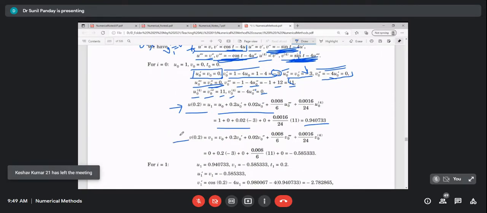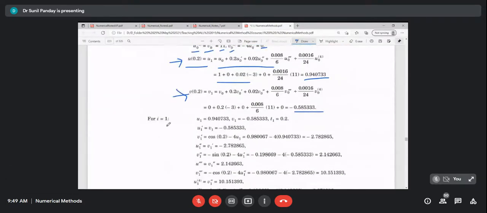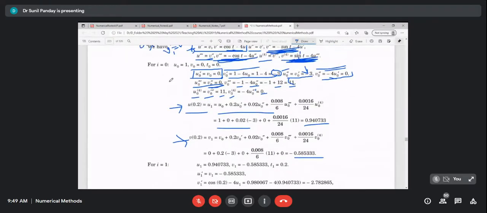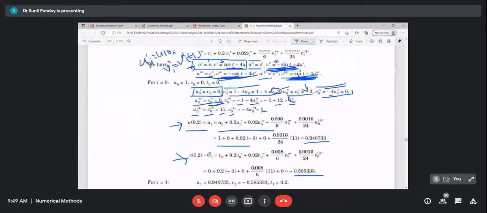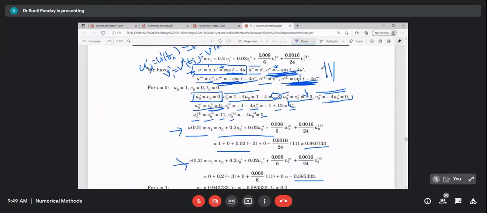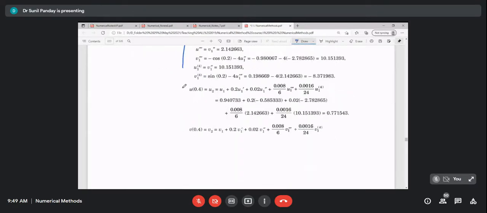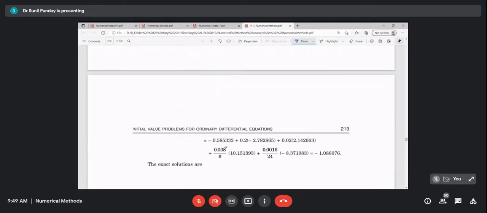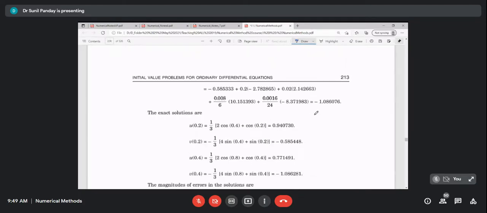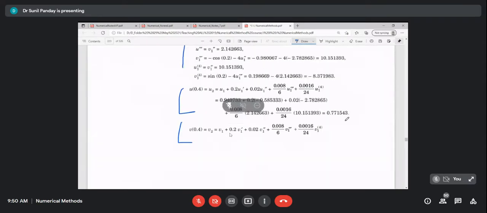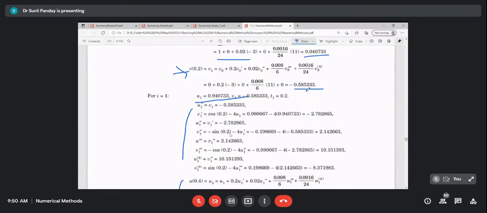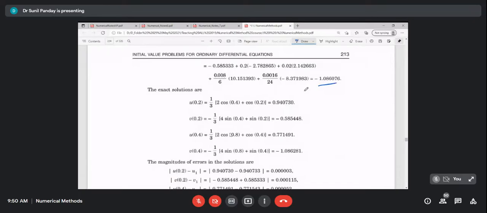Similarly, the value of y dash at this. Then you repeat this iteration for i equal to 1, and here everywhere you substitute t1, and then you will get all these values, and this is the value of u and v. So this is the value we obtained from the numerical solution. And here we are calculating using the exact solution given in the question.